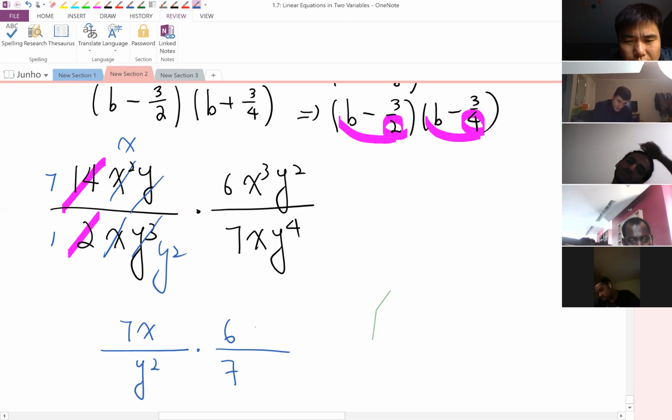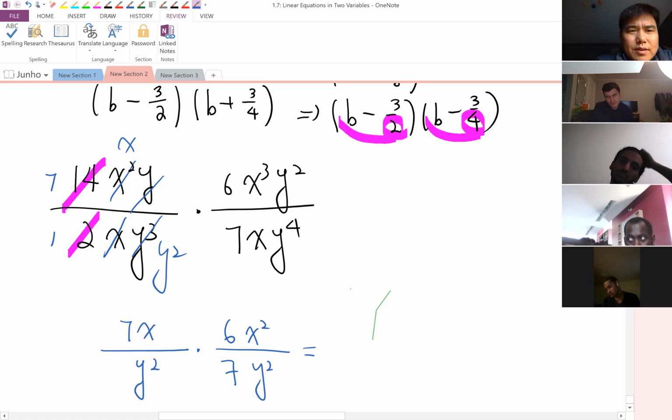And x cubed and x, so x squared at top. And then y squared and y to the fourth, so just y squared at the bottom. Now you have 7x over 1y squared times 6x squared over 7y squared. So it becomes what? 6, 6. That's as far as that.